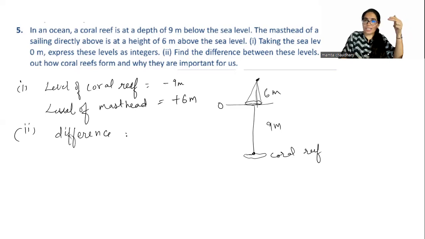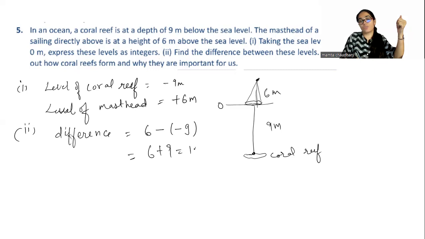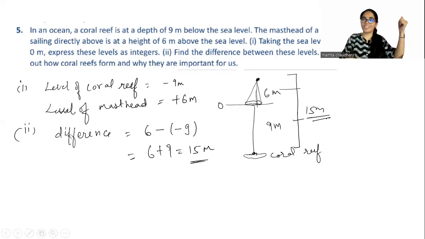So what is the height? Height is 6 meters. From height, we will subtract the depth. So now both have the same signs, minus minus, so it will be converted into plus. 9 plus 6 is what? 15 meters. So the difference of these two is 15 meters. You can even see from the diagram, 6 here, 9 here, total 15 meters. Right? Is it clear? Yeah.